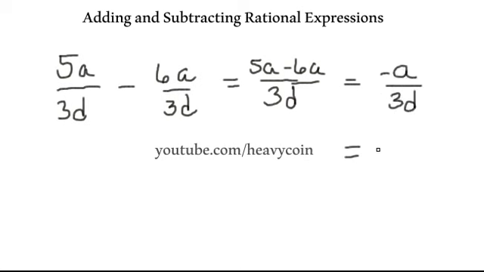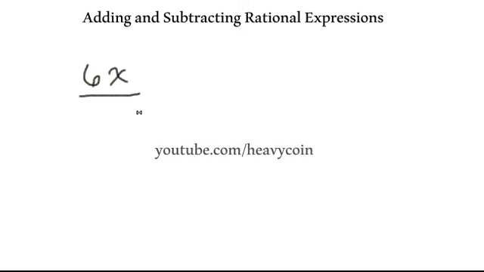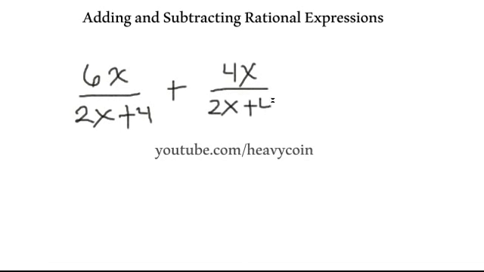Alright. So we are moving right along. 6x over 2x plus 4 plus 4x over 2x plus 4. Now we have a common denominator.